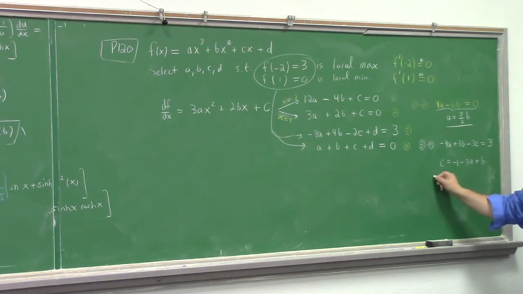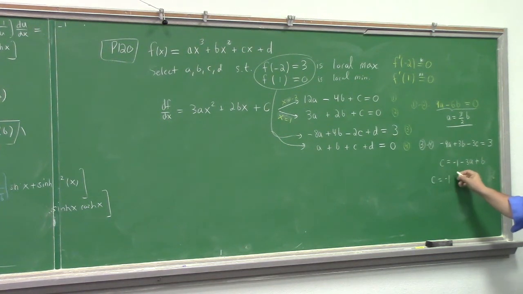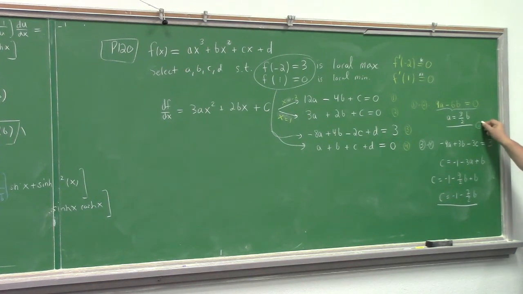So since I can trade my a's for b's, I've got c is minus 1 minus 9 over 2b plus b, right? Minus 9 halves plus 1 is minus 7 halves. So c is equal to minus 1 minus 7 halves b, right? So let me call this one Pac-Man, call this one Ghost. And now what do you do?